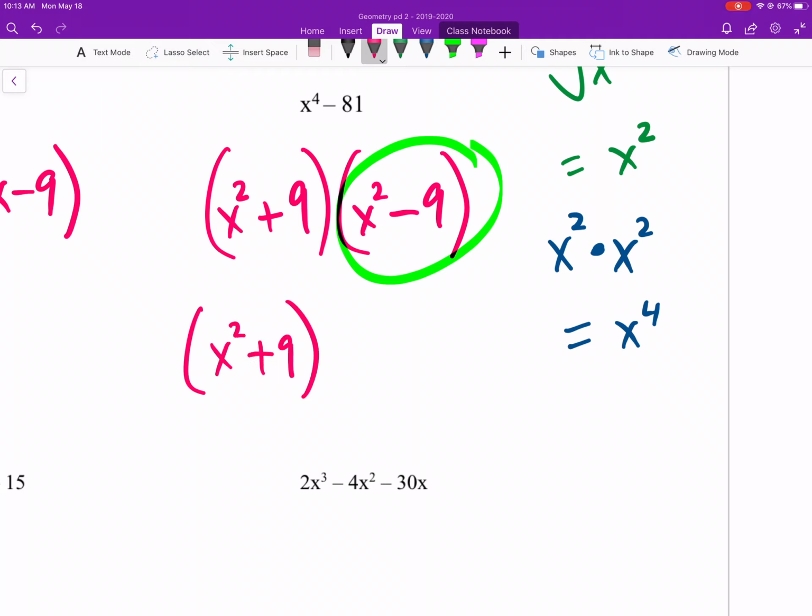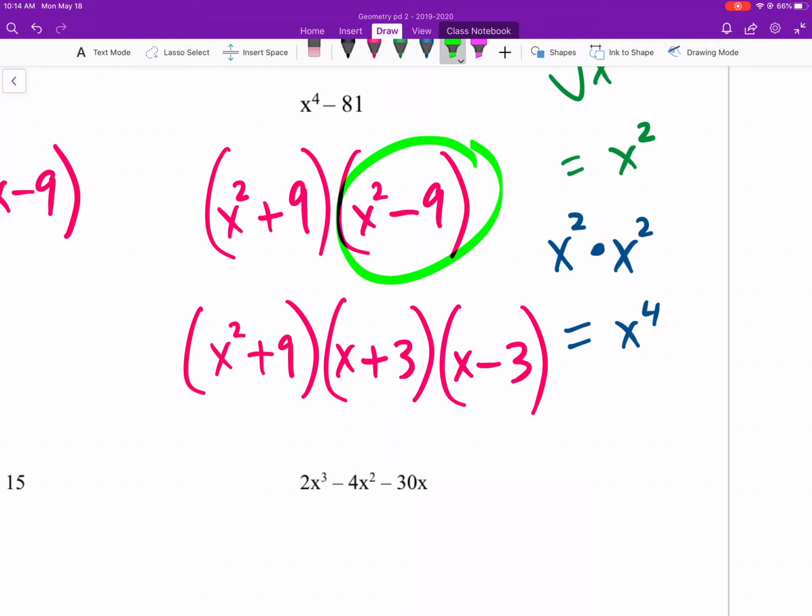And for that next set of parentheses, that can be broken up into 2. What times itself gives you x squared? That will be x, right? x times x is x squared. What times itself gives you 9? That would be 3. One addition sign, one subtraction sign. Now you're done. So this is an example of factoring completely.